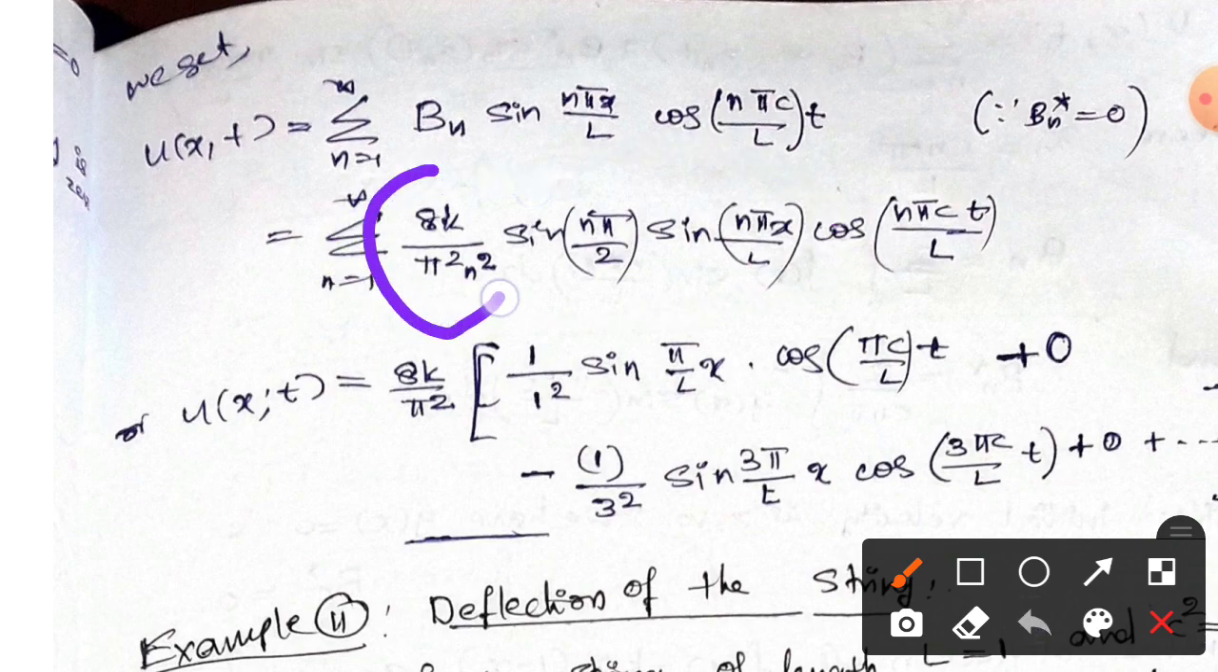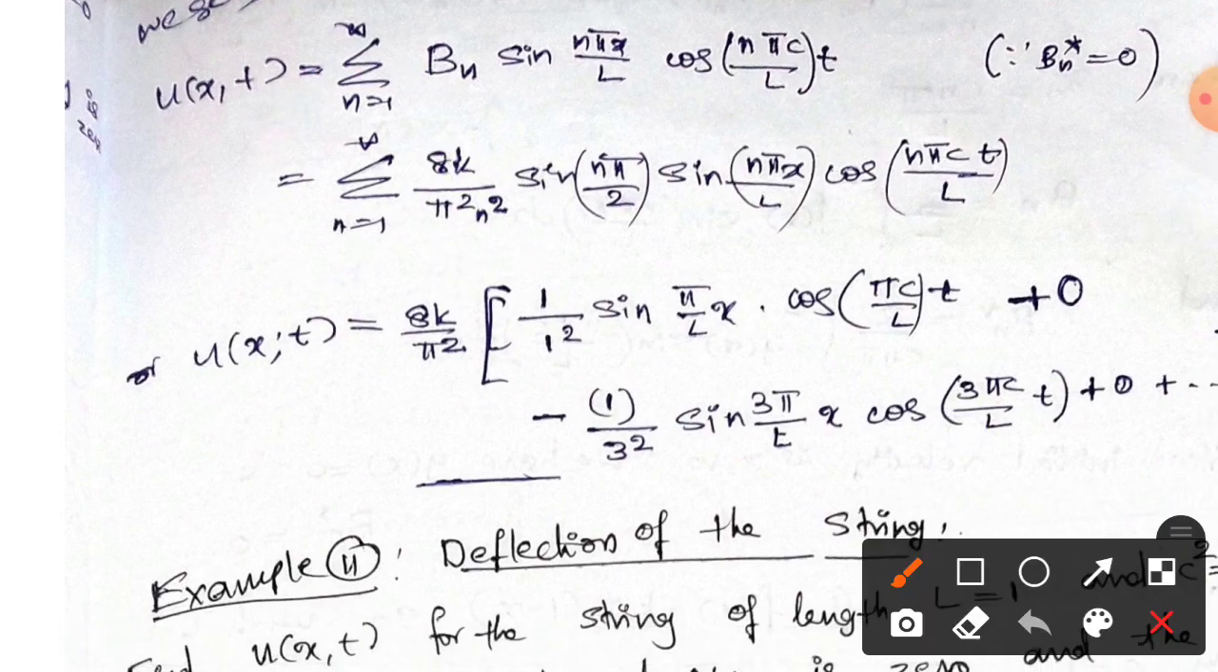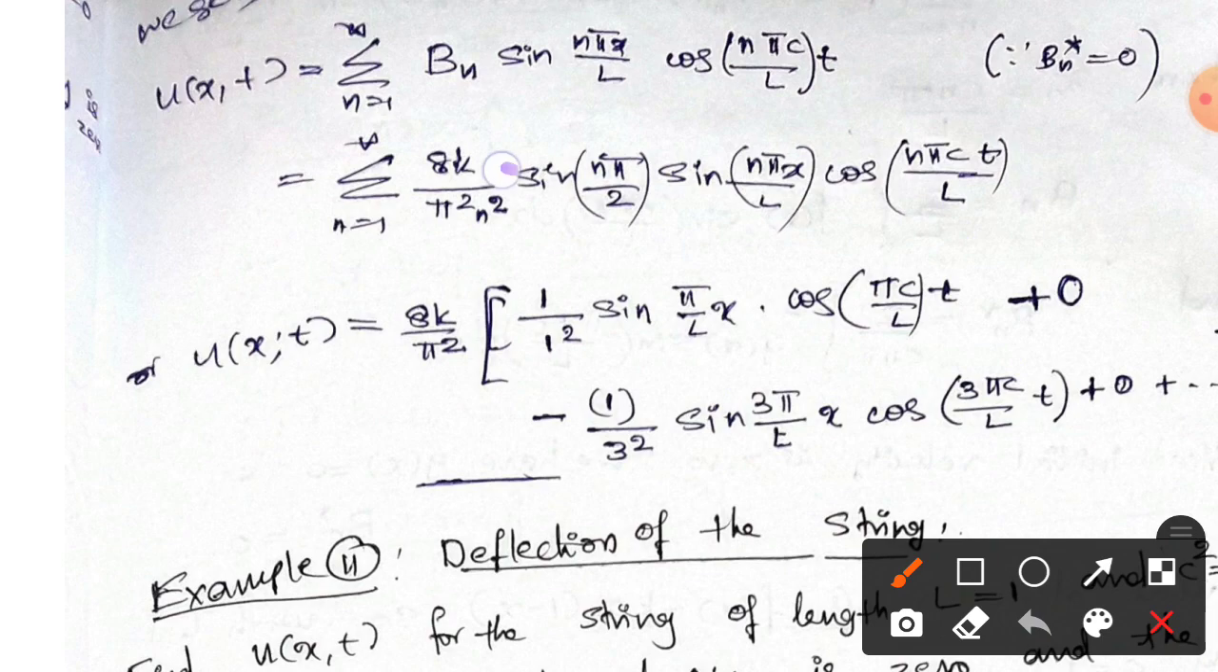So 8k by pi square is constant. 8k by pi square is not dependent on n. So this summation is for n. Listen, the summation n is equal to 1 to infinity. So we can take the constant term outside, that is 8k by pi square we can take outside. After taking outside, if you substitute the values of n as 1, 2, 3 etc., we'll get the first term like this, that is substitute n is equal to 1.